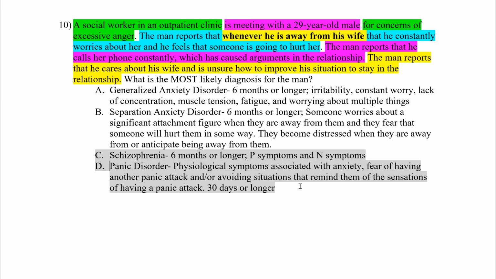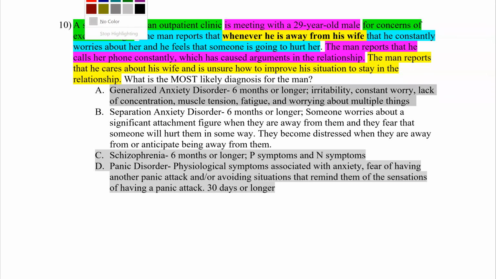So now we need to ask ourselves, do we need to think that he's anxious in general or only anxious when he's separated from somebody? So let's look back at the question. Whenever he's away from his wife, he constantly worries about her and feels like someone's going to hurt her. Okay. Is that anxious in general? Possibly. But it's seeming like when he's separated from her, and then he's calling her phone. So it's all fixated on her and things related to her. So for that reason, we're going to rule out A, even though he's becoming irritable, it's causing fights, he's constantly worrying. It's more focused on the separation and something happening to her. So that way he would no longer be in the relationship with her.